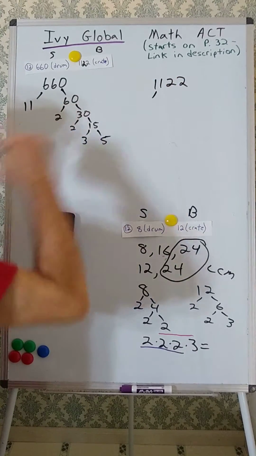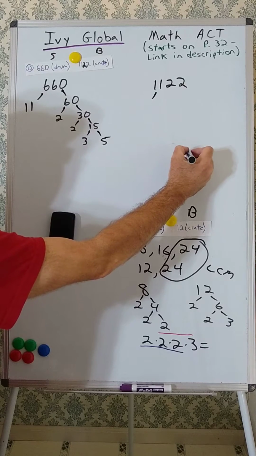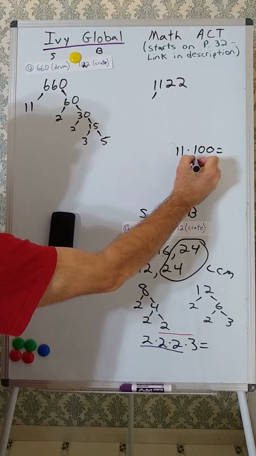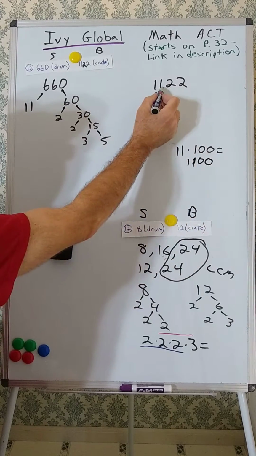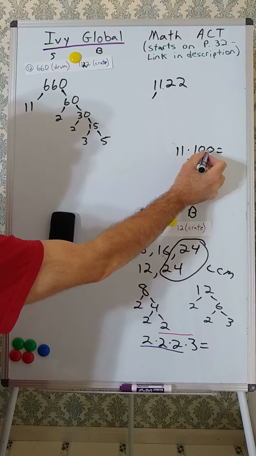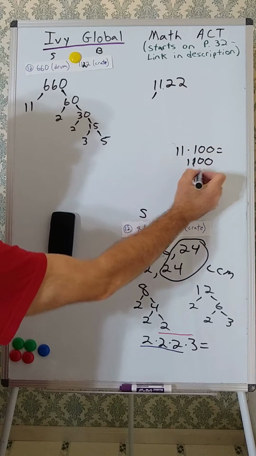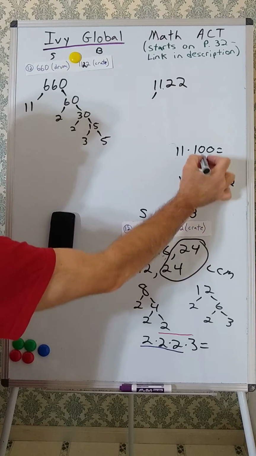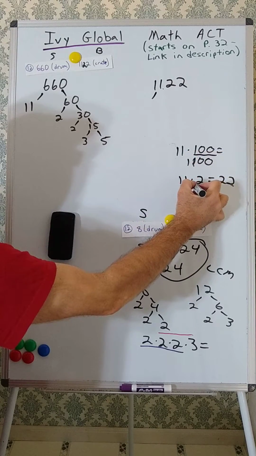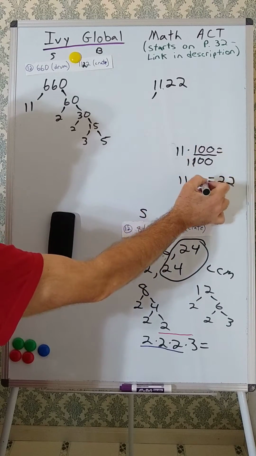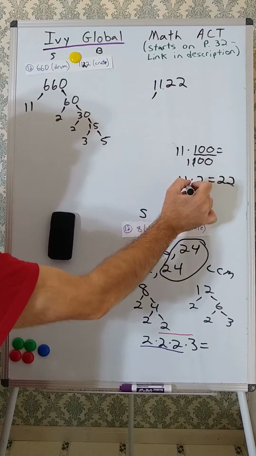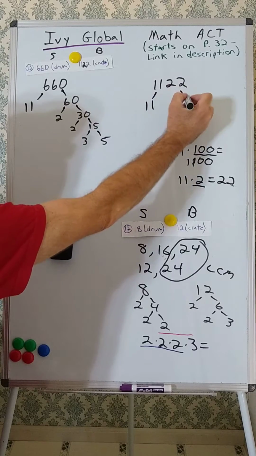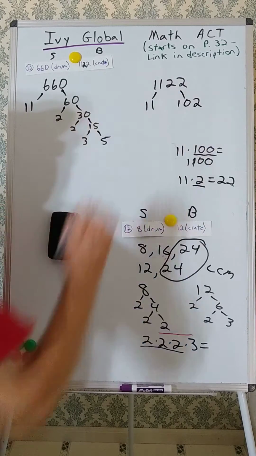All right, now for 1,122. Again, I see 11 is a factor because 11 times 100 is 1,100. This is 1,122. So we need 100 11s to make 1,100, and then 11 times 2 makes 22. So we need 100 plus 2, or 102 factors of 11 to make 1,122. So we have 11 times 102.